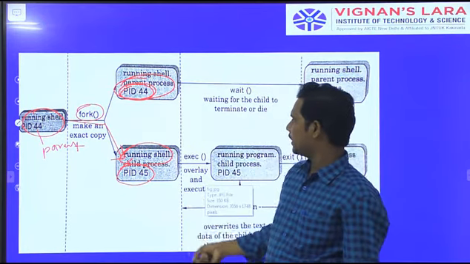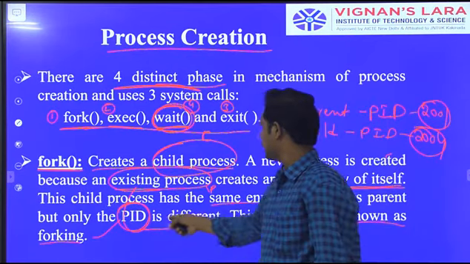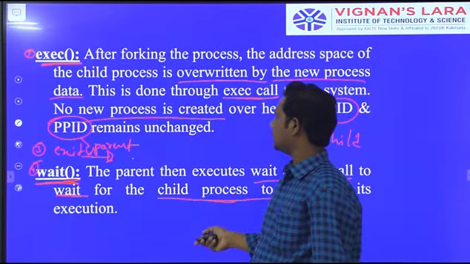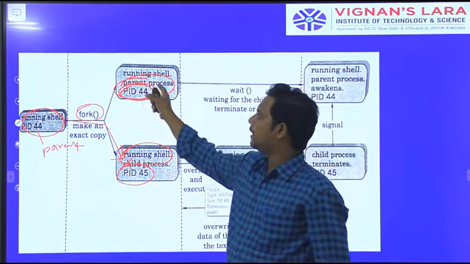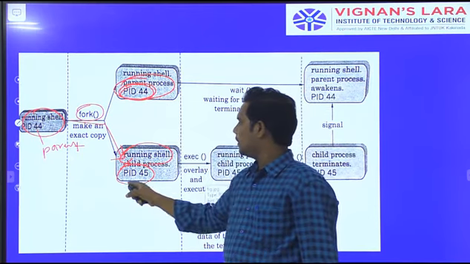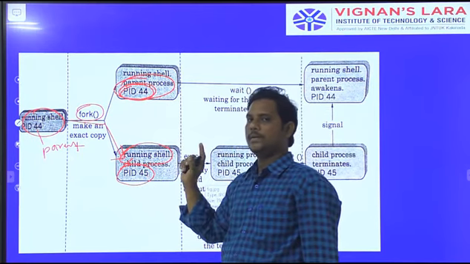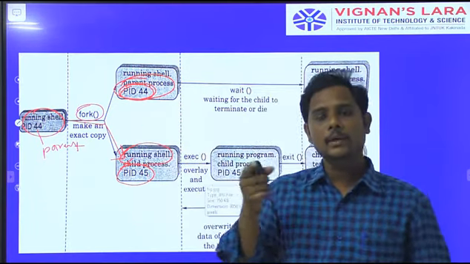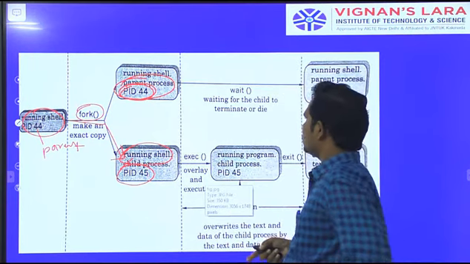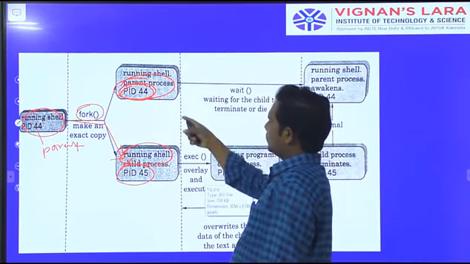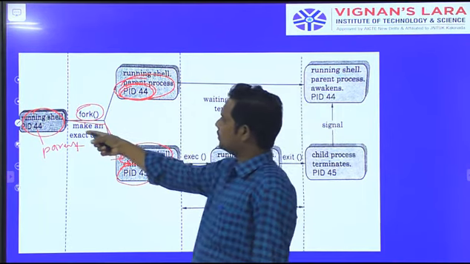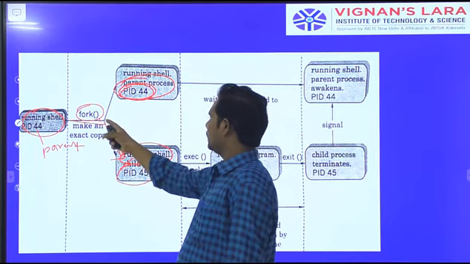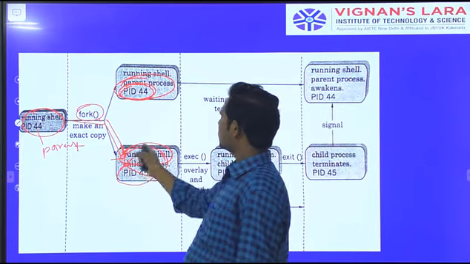As I told you already, the parent PID is different and the child PID is different. The parent process ID is 44 and the child process ID is 45. Each and every process has a unique PID, not the same. First the parent process is used with the help of fork to create a new process.